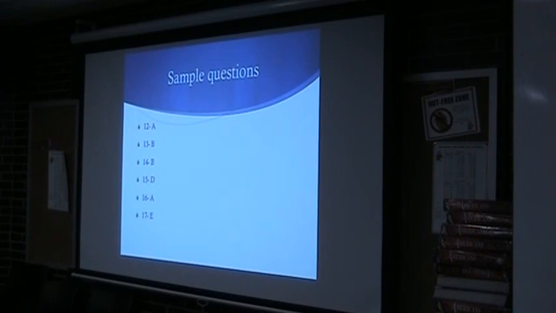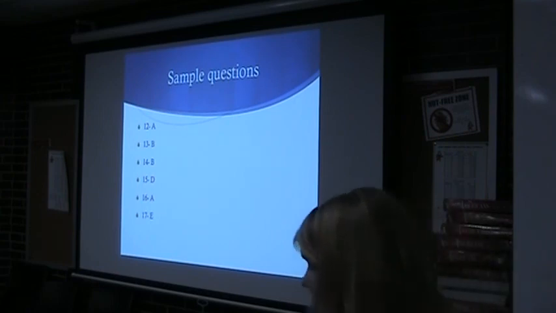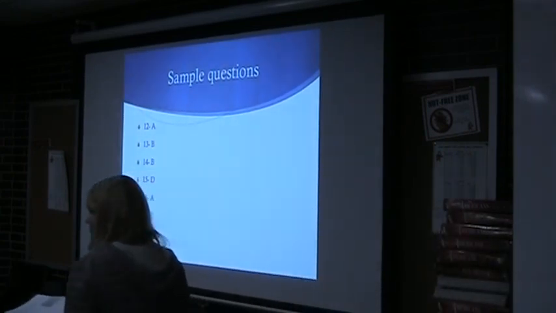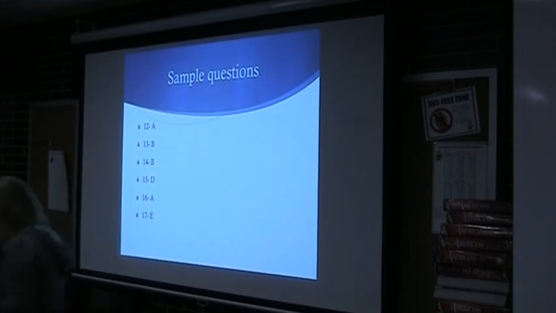I only got 13. Why is it corn? Because it says a new world domesticate, which means which one of these came from the Americas? Does that make sense? Yeah. Wheat is from like the Fertile Crescent area.